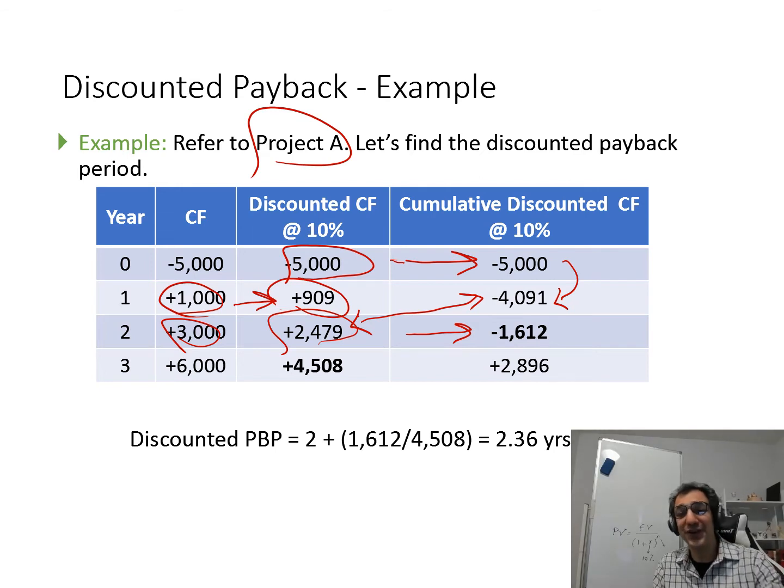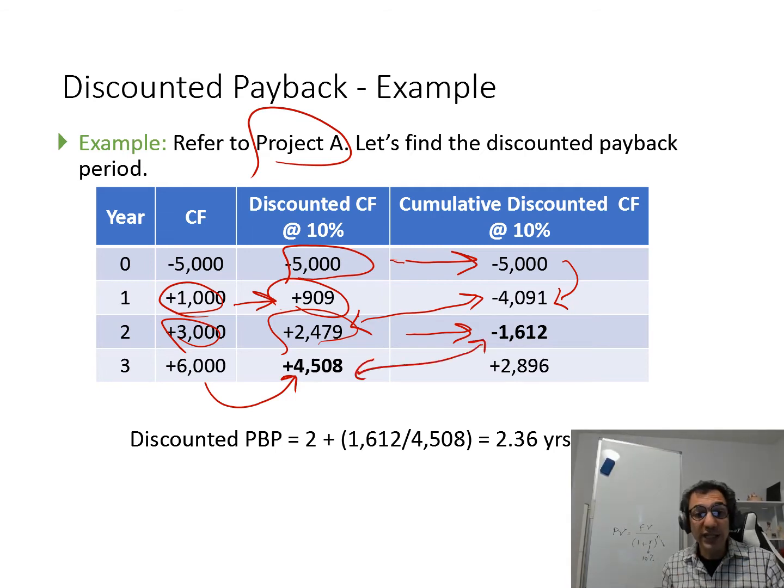So let's go to the third year. When it comes to the third year, you are generating $6,000. And remember to discount these $6,000, your N is 3. So you are discounting back for 3 periods with the same rate, which is 10%, and your future value should be $6,000. And you will get 4,508. How much do you need?